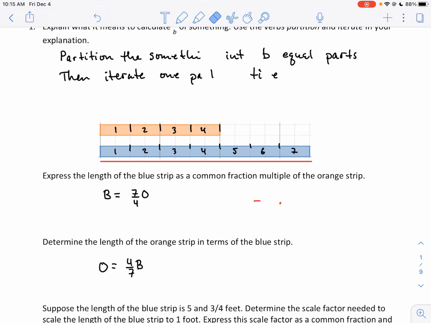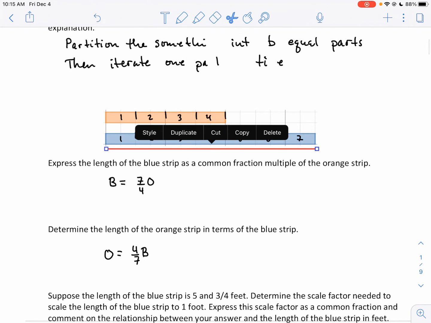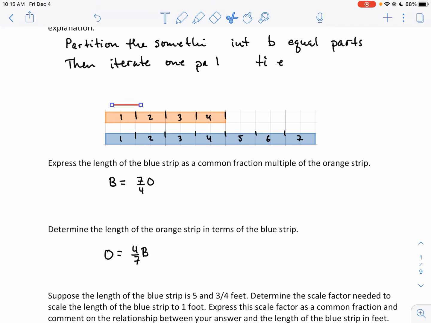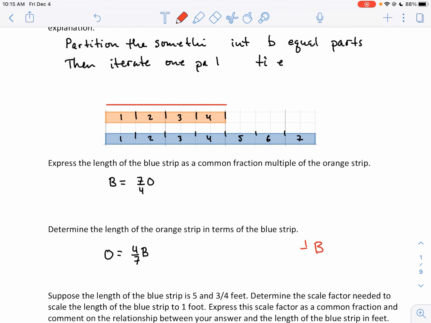Whereas when you go the opposite direction, when you start with the blue, I want to find 1/7 of the blue. So partition the blue into 7 equal parts and focus on just one of those parts right there. But then iterate that part now 4 times to get the orange. So if you start with the blue, you do 1/7 of it first to get one of the parts I have drawn above. And then 4 of those parts would ultimately create the same length that's the orange. So in other words, you just have 4/7 of the blue.